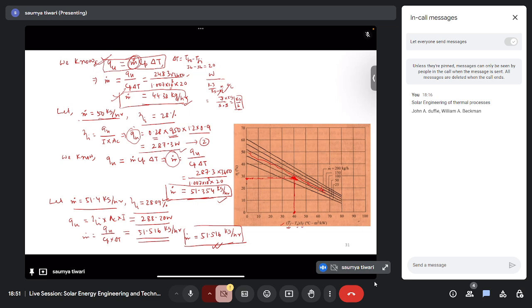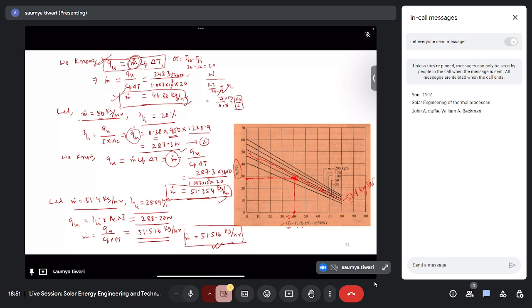So this will be say for 51.4 kg per hour. So how will we calculate this efficiency value? For that you have to interpolate, right? Interpolate between this 50 and 100. So for this particular x, we know the value of y for 50 and 100. So for a 1.4 kg per hour change, we can interpolate the value and get the value of efficiency for this particular thing. So that you have to calculate from the graph.